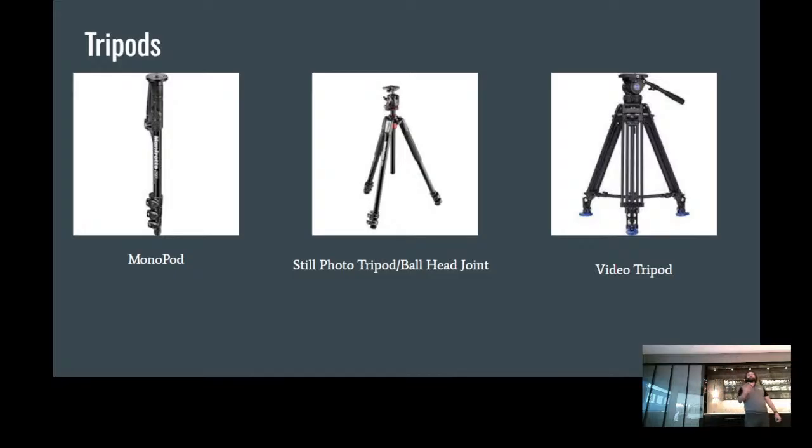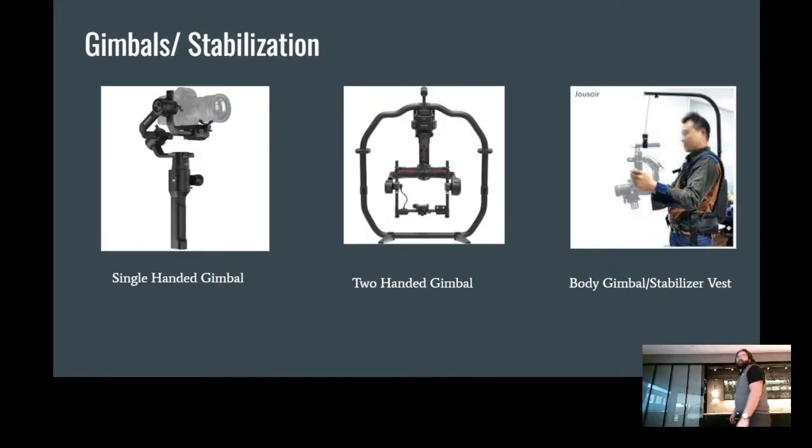Tripods are a great way to get through getting a good shot. You've got monopods, still photo tripods, we also call them ball head joint tripods, and video tripods. We also have single-handed gimbals, two-handed gimbals, and the kind of crazy, if you will, body gimbal / stabilizer vest. Now, do you need this piece? Probably not. Most people, I would say, don't. However, they are something that you can use and get.